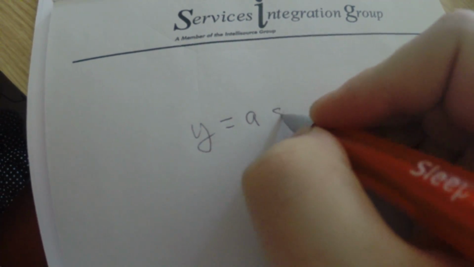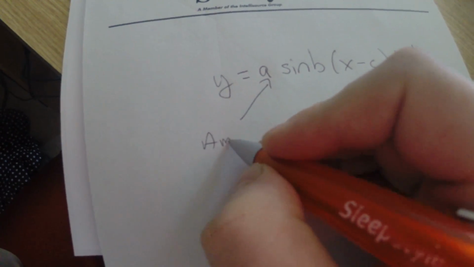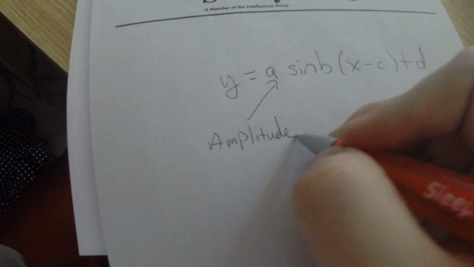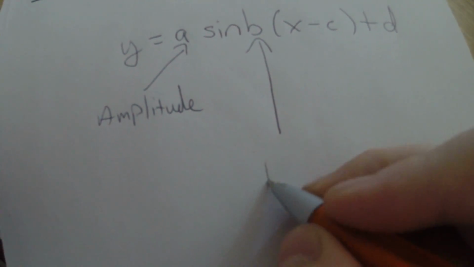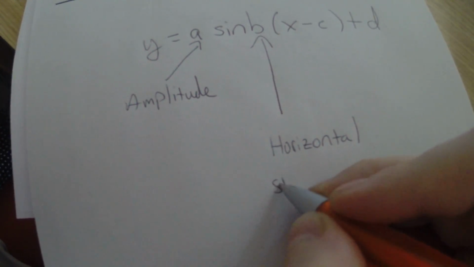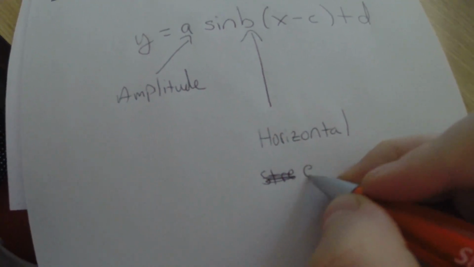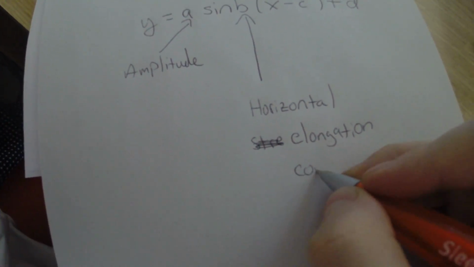is that y equals a sine b x minus c plus d. All right, and in this formula, a represents amplitude, b represents, well, this is how we find the horizontal stretch. Well, we use the word elongation, okay, and compression.